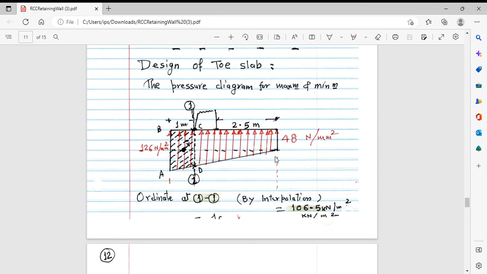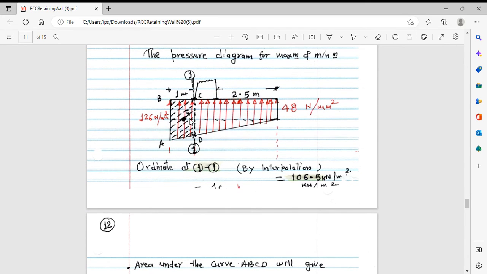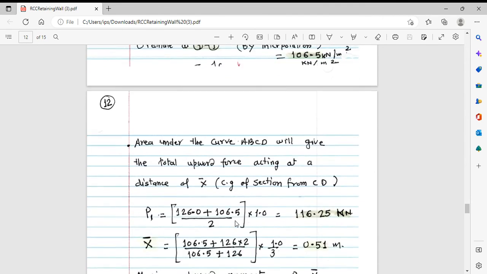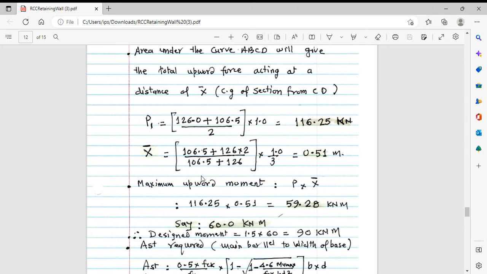Now if we can find out the value, then we have to find out the CG of this from here. CG of this pressure diagram, that is the force acting from here, and that will give the moment which is acting upward in this direction, that we have seen in the beginning also. Now we can see this is the area of the pressure diagram, that is the force. This is the CG, that is A1 plus 2 A plus 2B upon A plus B into H by 3, or X by 3. That will give the value of X bar.